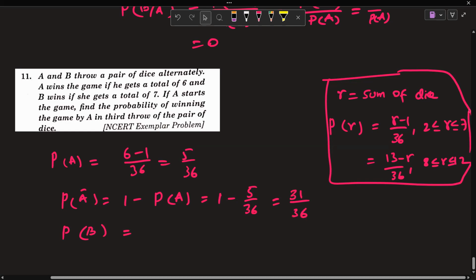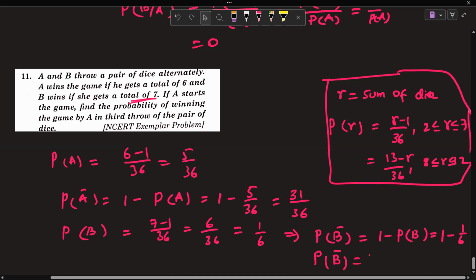P of B is equal to... B has to win the game. B's winning total is 7. This is the same formula you should use: 7 minus 1 out of 36, which is 6 out of 36, which means 1 by 6. Also calculate P of B bar, which is 1 minus P of B. How much is it? 1 minus 1 by 6 is 5 by 6. P of B bar is 5 out of 6.